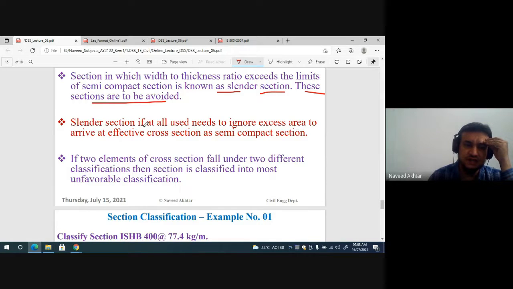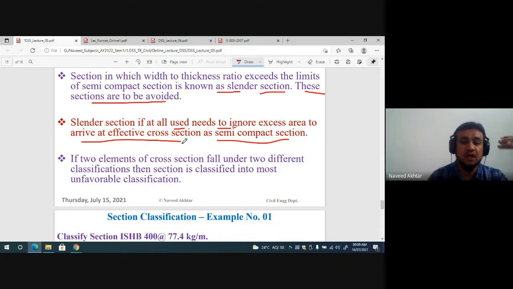If a slender section is at all used, you need to ignore the excess area to arrive at the effective cross section area. तो इफेक्टिव क्रॉस सेक्शन एरिया सेमी कॉम्पैक्ट के लिमिट के लिए हमको निकालना पड़ेगा, और फिर उसके हिसाब से हम उसको डिजाइन करेंगे, और जो एक्सेस एरिया है अदर देन सेमी कॉम्पैक्ट लिमिट, वो एरिया हम कैलकुलेशन में डिजाइन में इनकॉर्पोरेट नहीं करेंगे. What is said here: the slender section, if at all used, needs to ignore excess area to arrive at effective cross section area as per the semi-compact limit.